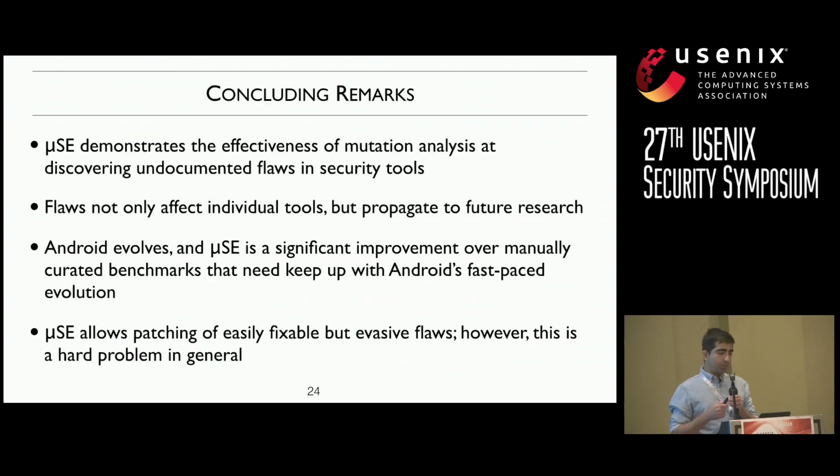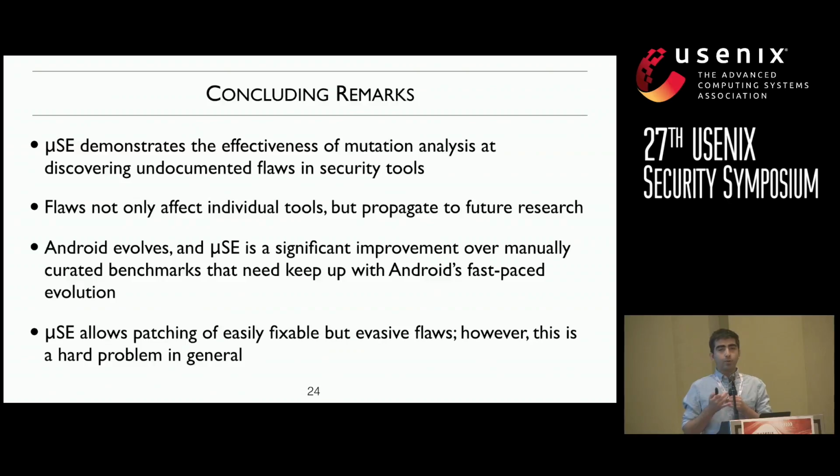So in conclusion, we demonstrate with Muse the effectiveness of mutation analysis to discover flaws in security tools. Additionally, we also discover that flaws not only exist in a single tool, but they actually propagate from one tool to another, which makes it doubly important to actually document these flaws in proper channels.